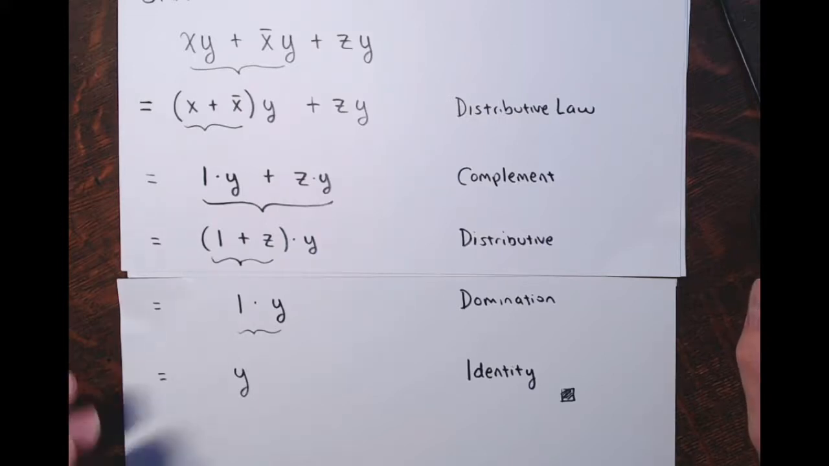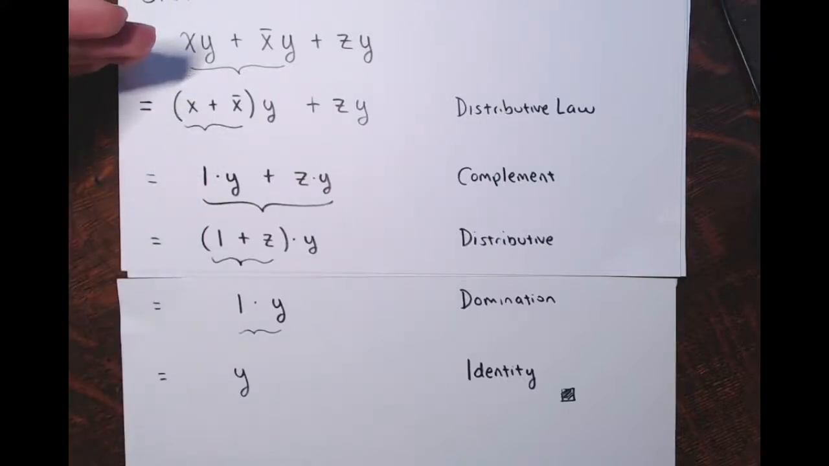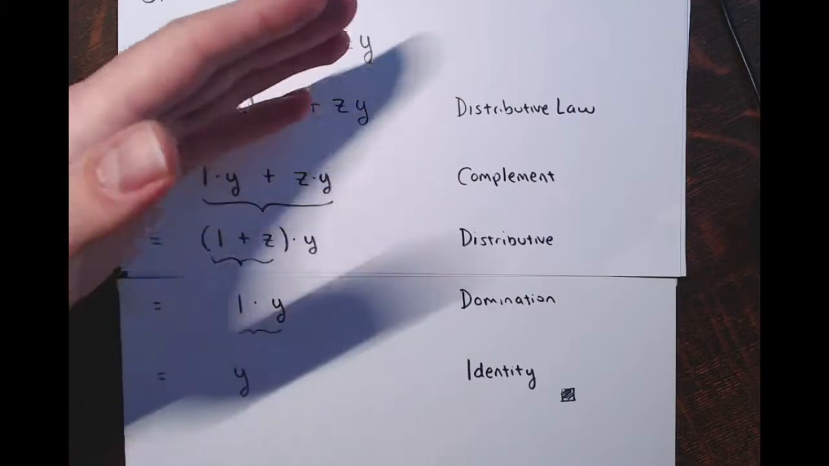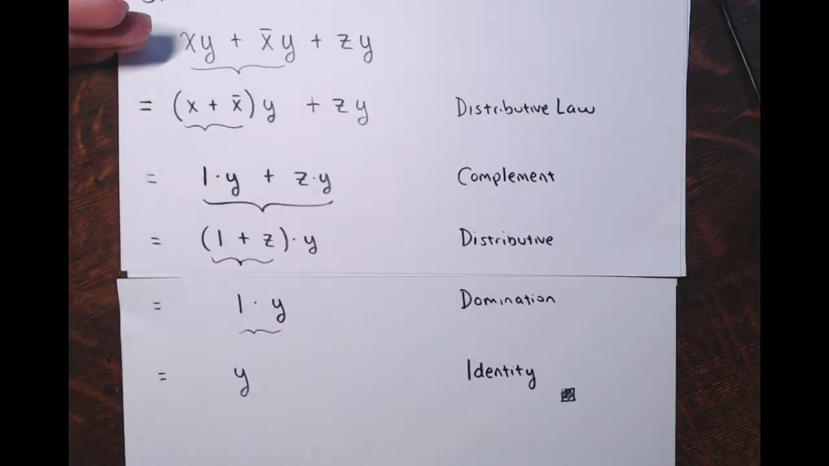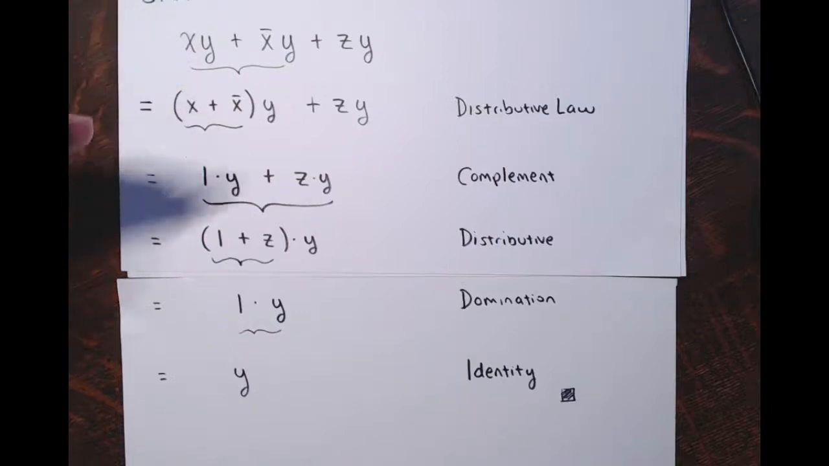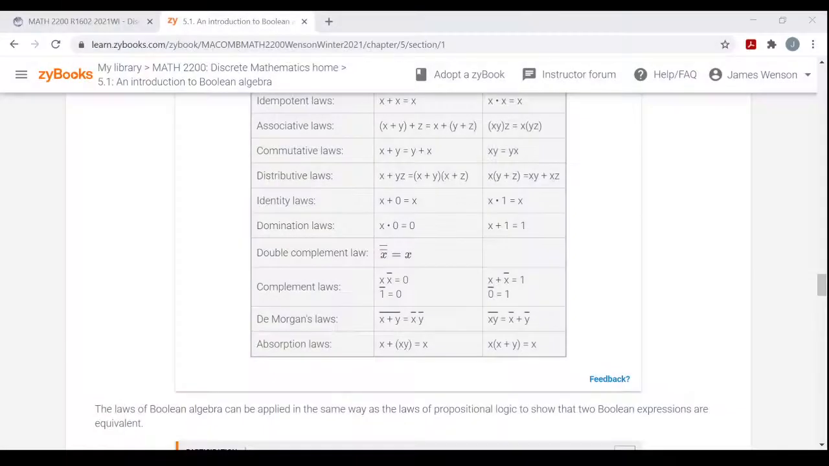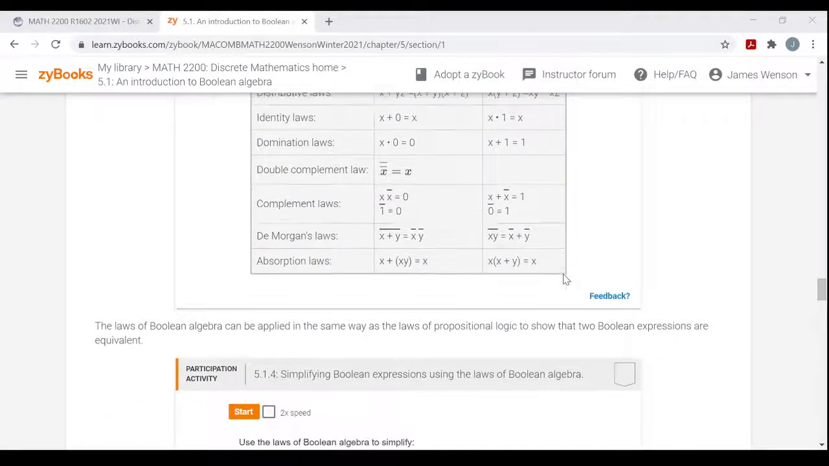All right, so hopefully that looks familiar, right? This concept of starting with one expression or one set, showing that it's equal to another set using the laws, or starting with one statement, one proposition, showing that it's logically equivalent to another proposition using laws. It's exactly the same stuff. All right, you just have to know the laws. And they're the same as before.